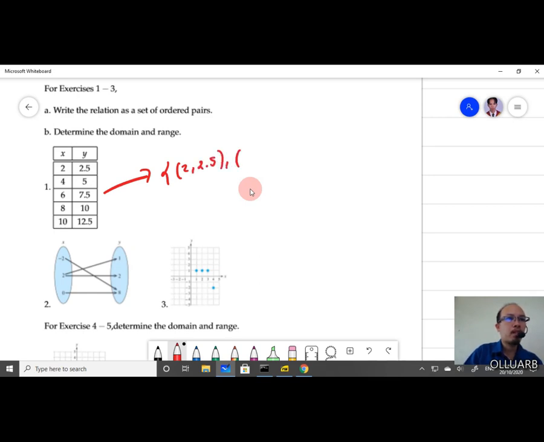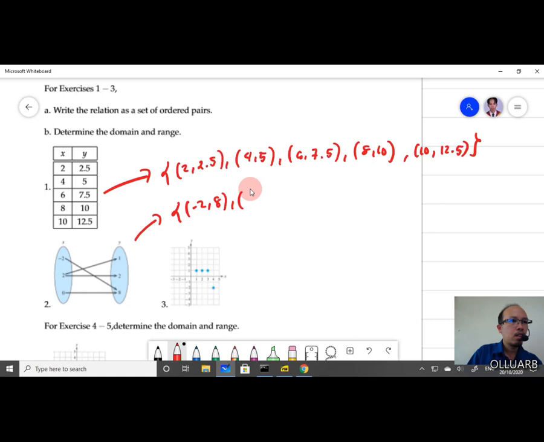(2, 2.5), (4, 5), (6, 7.5), (8, 10), and (10, 12.5). Okay. For number 2, we have (-2, 8), (2, 1), and (2, 2), and then (0, 8).